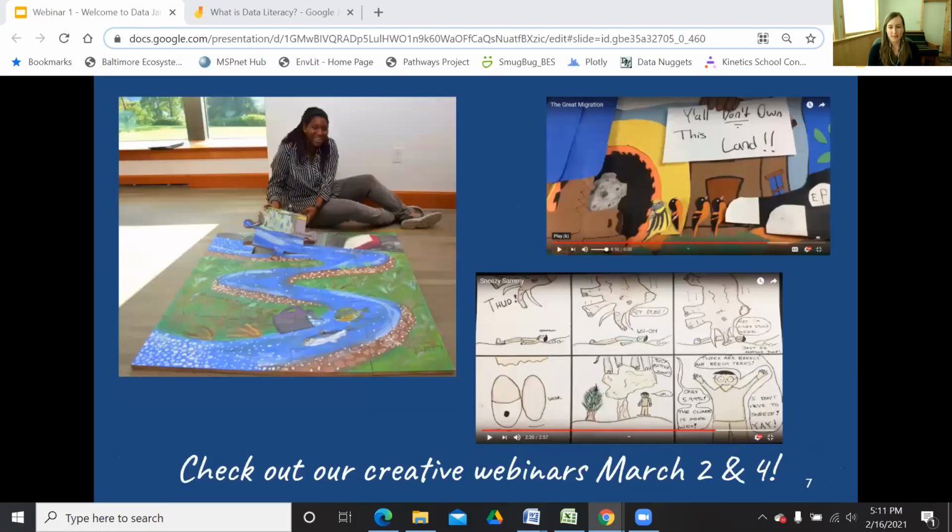These are just a few more examples of the types of projects that students have done. There's a huge jigsaw puzzle on the left that's interactive. There are stop motion action videos, as well as comic books. And we're having our creative webinars in 2 weeks, so I encourage you to check those out. Next slide.